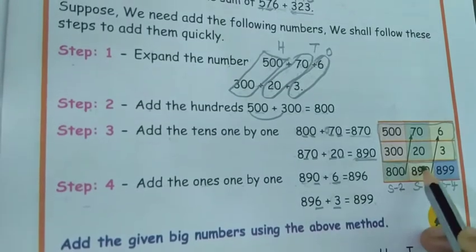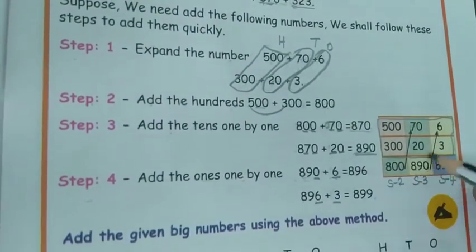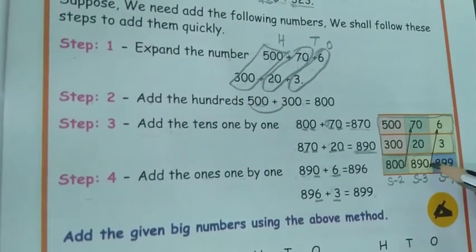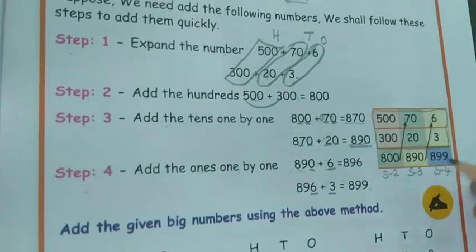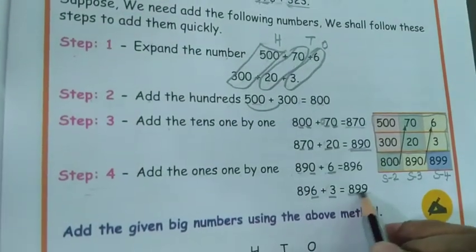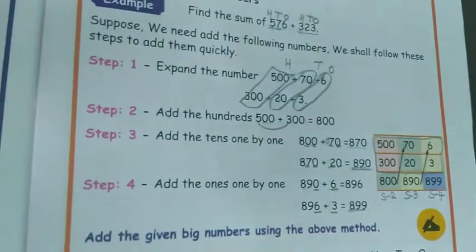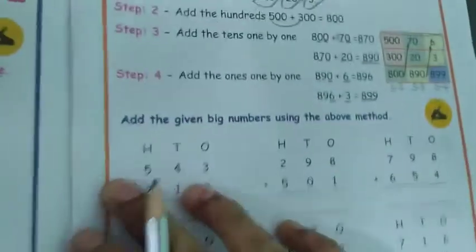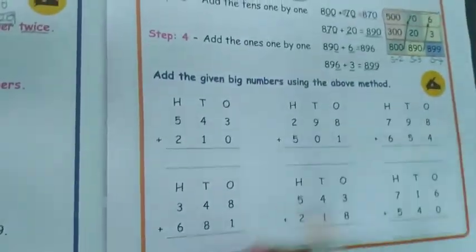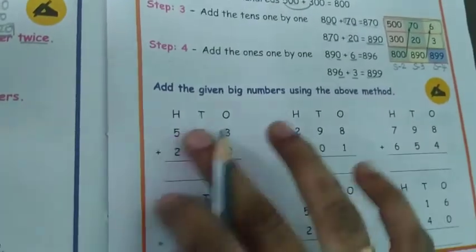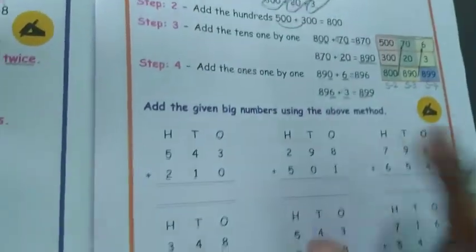890. So put 890. Now we want to add this 890 to these two numbers. So put the arrow mark. Okay. Now in the last step, what is the final answer? 899. Like the same way, we want to add these sums. This is an exercise sum.